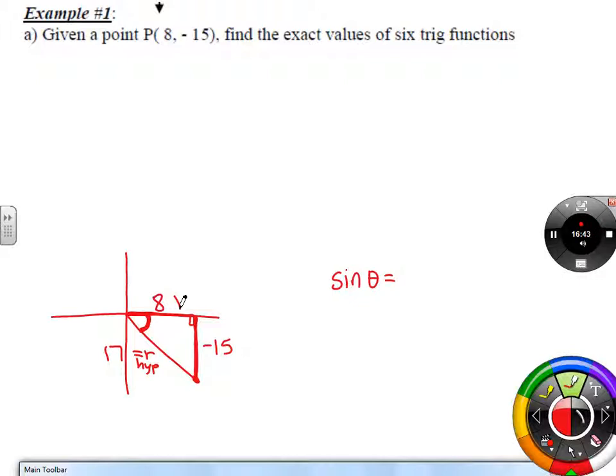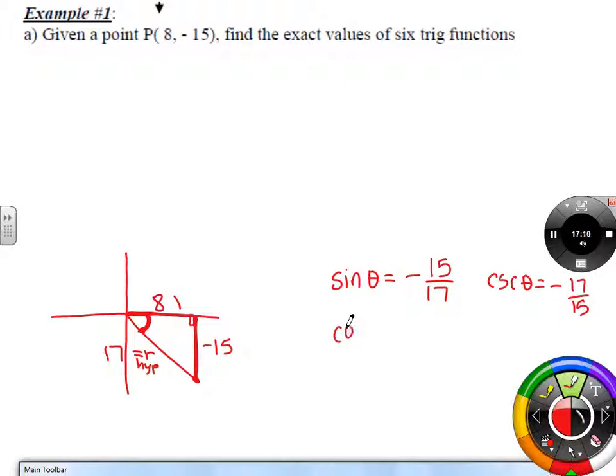So either look at the triangle and find the opposite and the hypotenuse from this right here, or look back at your notes and see that the sine said it could be the y-coordinate over the radius. Ryan? Good. Okay, so negative 15 over 17. And that also means that the cosecant is negative 17 over 15.